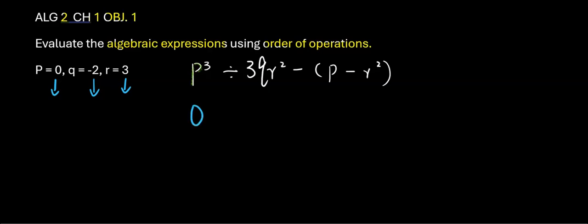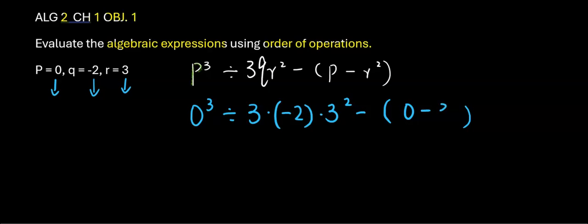So 0 to the third power divided by 3 times Q, Q is negative 2, so we put a negative 2 here. And R is 3 times 3 squared minus P minus R squared. So 0 minus 3 squared. This step is simply substitution.